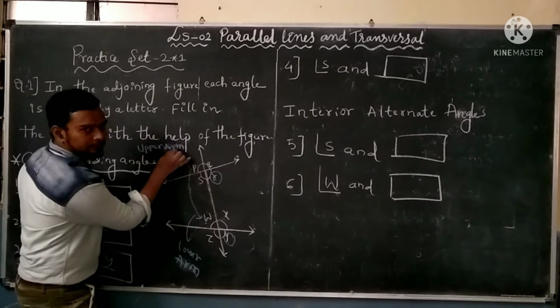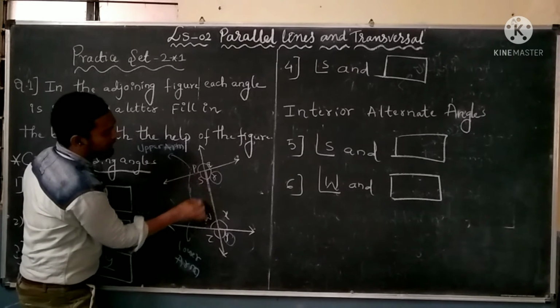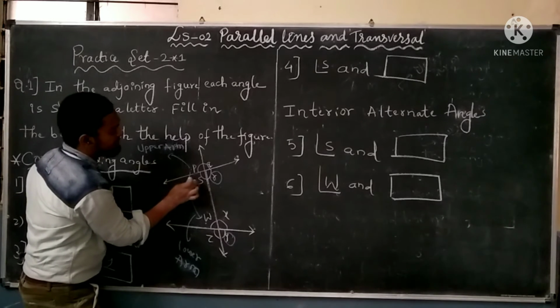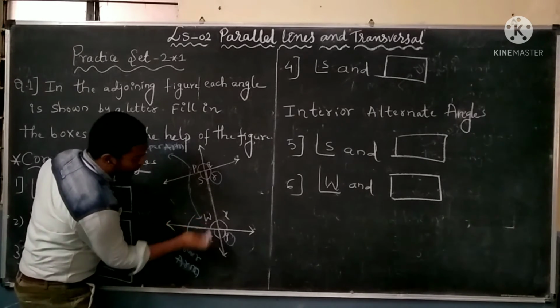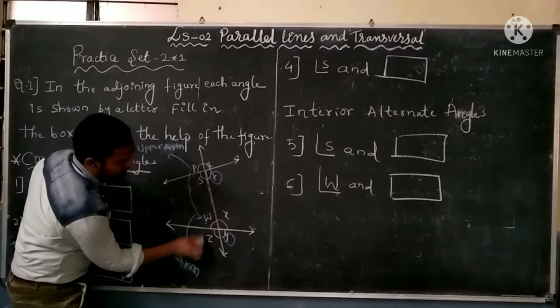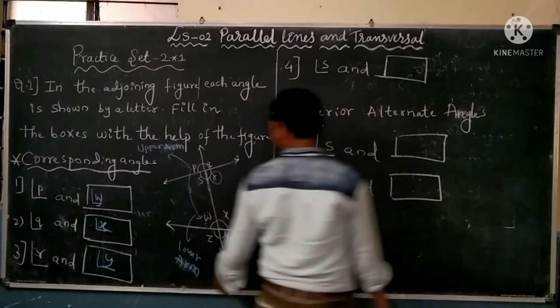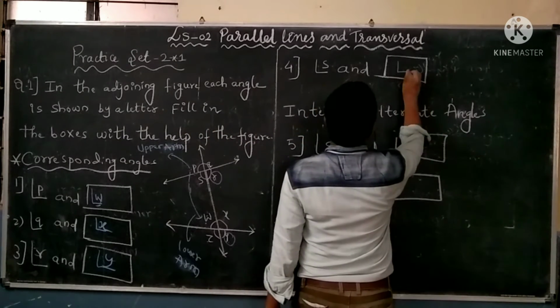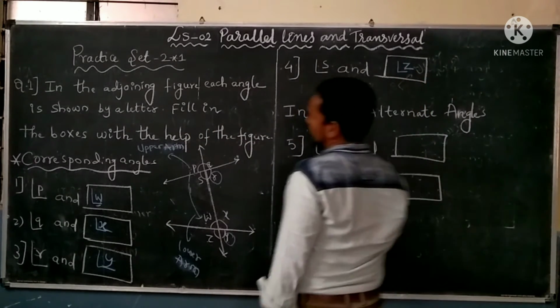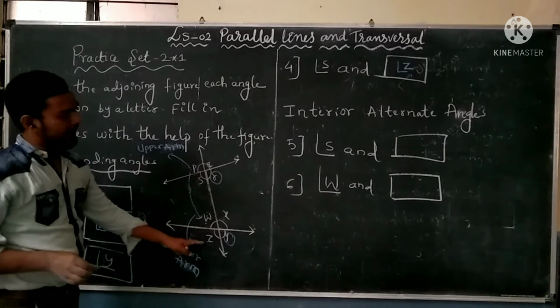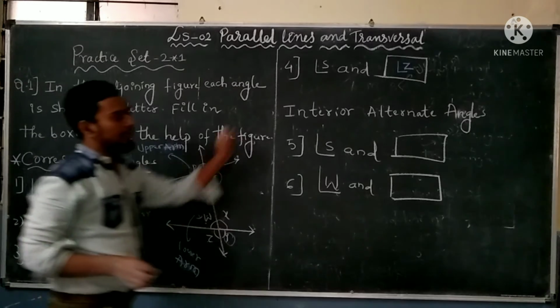in the upper arm. This is the upper arm and lower side. Upper arm, lower side is S. Next, the lower arm. This one is the lower arm. Lower side is Z. Angle S, angle Z. Angle S corresponds to angle Z.